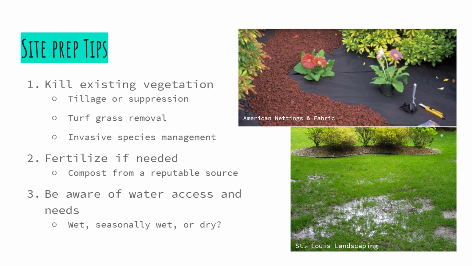For some site prep tips and things to consider when choosing your planting location, you need to think about the following. Do you need to kill the existing vegetation? I know when we're thinking about planting gardens, we're not necessarily thinking about killing plants, but that actually may be part of the site prep process. Do you need to do any tilling or suppression of vegetation? Do you need to remove turf grass? Things don't like to grow very well through our typical lawn grass, so you may have to do some turf grass removal. If there are invasive species present, have you identified them and come up with a management plan to ensure they will not encroach on your new native plantings?